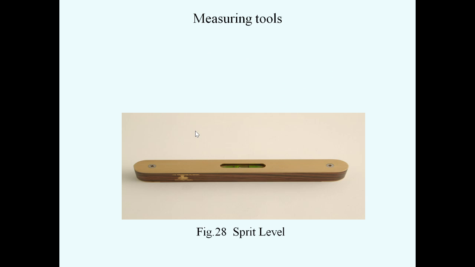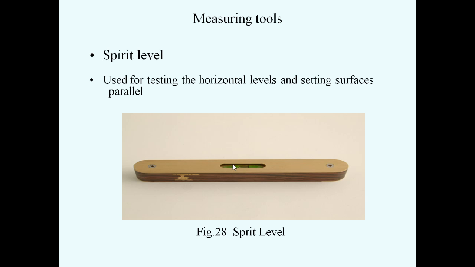Next, spirit level. This is a diagram of a spirit level. You can see here. This is used for testing the horizontal levels. We want to find out the horizontal levels on the surface, and this can be used for setting surfaces parallel.